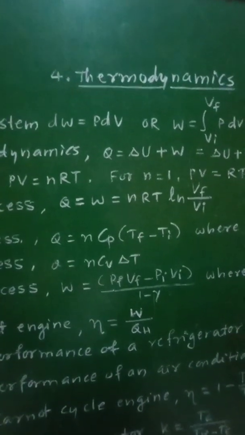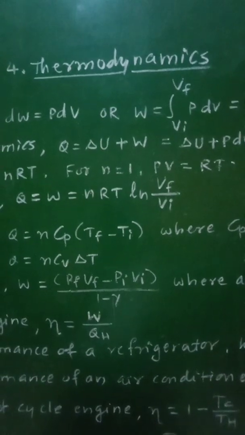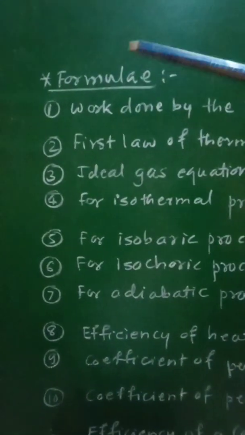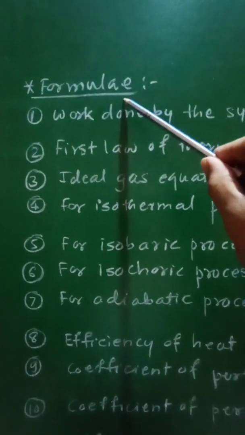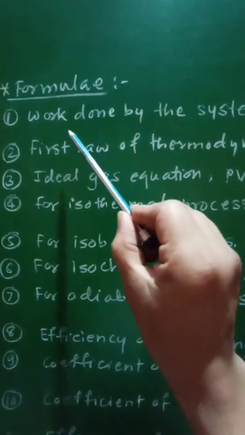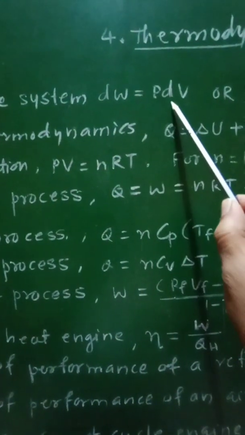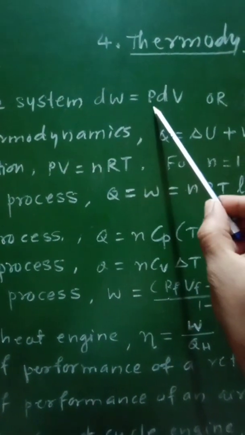Class 12th, Subject Physics, 4th chapter, Thermodynamics. From the chapter, let us see some of the formulae. First formula gives work done by the system. Work done by the system dW equal to P dV.